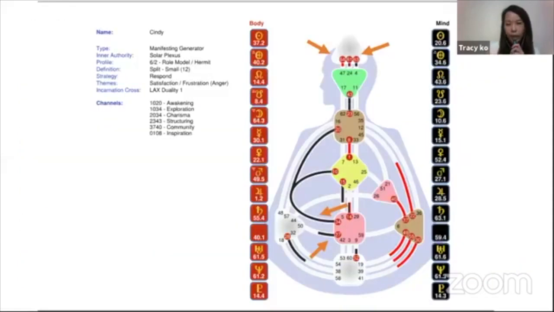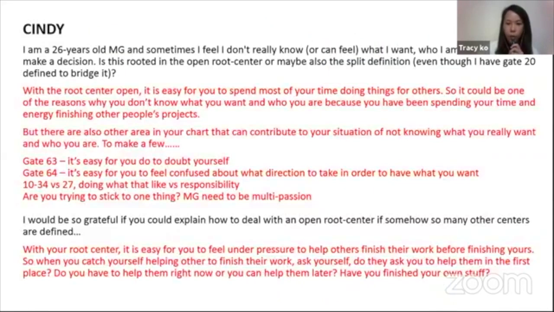A few indicators are here. You can see that you have the gate 63, which is in your Saturn. 63 is the gate of questioning, and it's also a gate of doubt. People with this gate can doubt themselves a lot. So if you happen to doubt yourself a lot, it could be the reason why you feel like you don't know what you want. It's not because you don't know what you want, but you are doubting yourself.